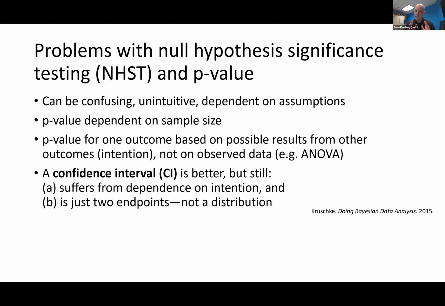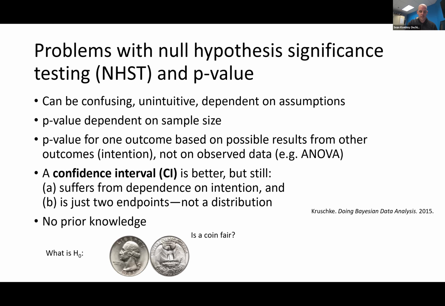But I'll say that the confidence interval still suffers from a dependence on intention, and it's just two endpoints. It's not actually giving you a distribution of where the most likely values for a mean, say, might be. So when you see a confidence interval, you're just seeing two endpoints. Also, not as great as you might want. And this is one of the main weaknesses of null hypothesis significance testing that I think is shocking in some ways if you look at certain examples.